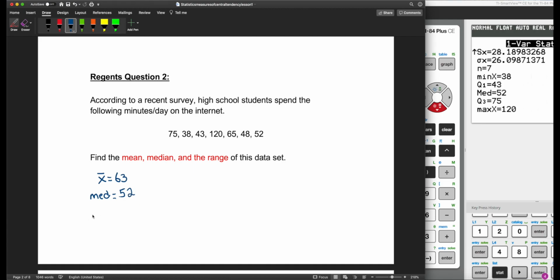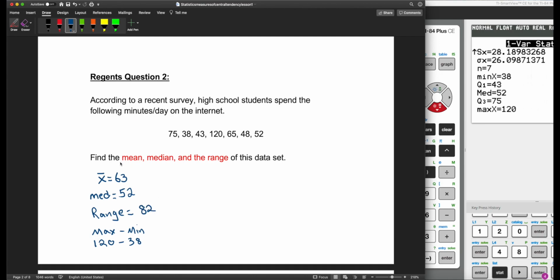And now they're looking for the range. Now we know there's nothing in the calculator that says range equals. So what do we have to do? It's your max minus your min. Well, the max of this data set is 120. That's the highest value, minus your min value is 38. So 120 minus 38, your range is 82.